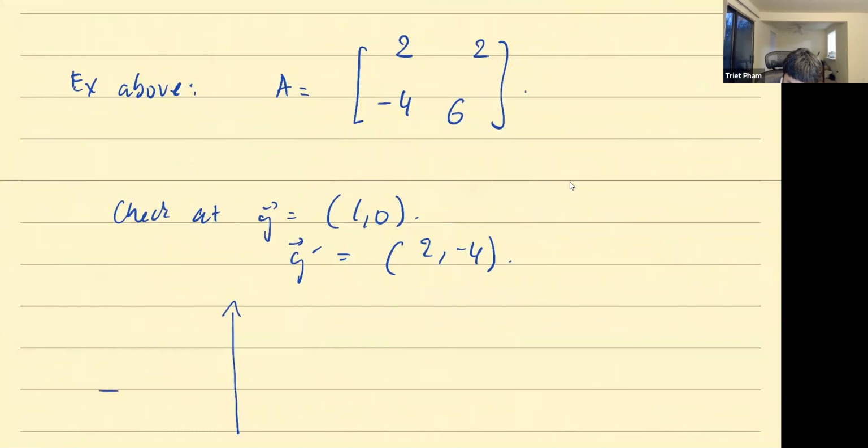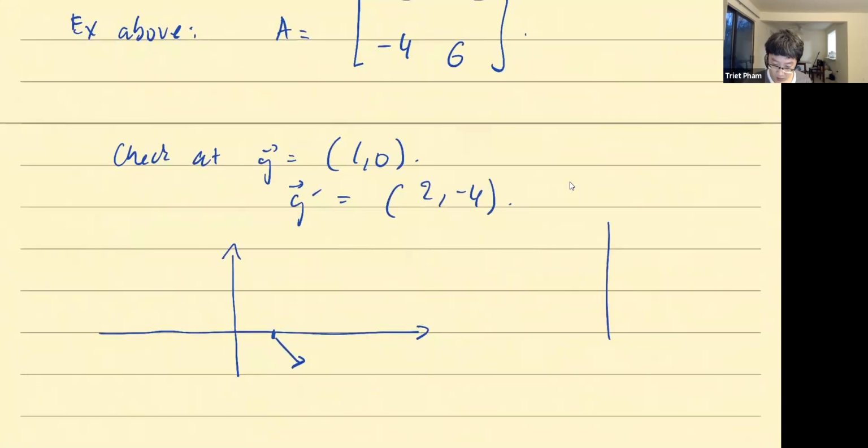But so 1, 0 is here. And 2 minus 4 would be go to the right 2, go down 4, so it's like this. So which direction should the spiral go? I believe this direction. Okay.